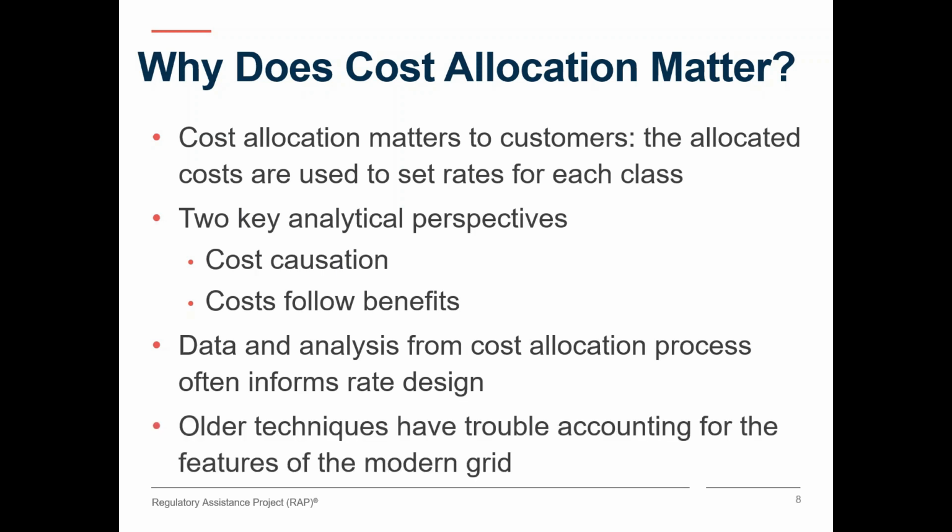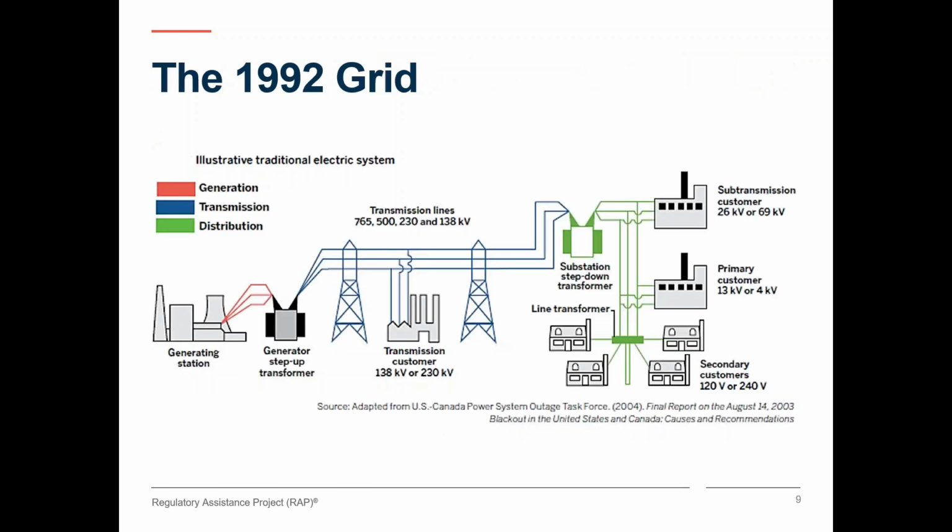Most of the current techniques were developed before 1990 and have trouble accounting for the features of the modern grid. Let's go back to 1992. The traditional methods for cost allocation were developed using assumptions about how the electricity grid used to work, using the limited data then available. The grid in 1992 consisted almost entirely of centralized generation, transmission to bring that power to load centers, and distribution networks to deliver power to individual customers. We typically had detailed data on generation performance, but data were much more limited for loads at the customer level and along the delivery system.